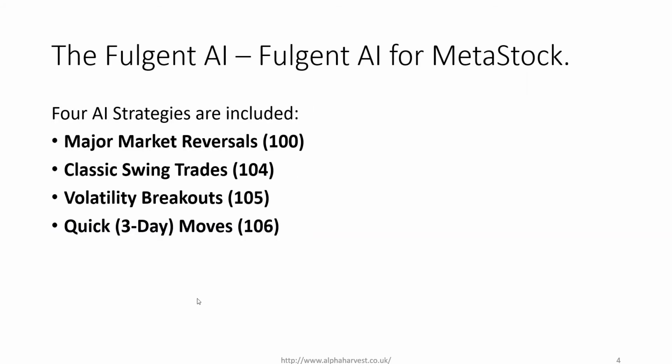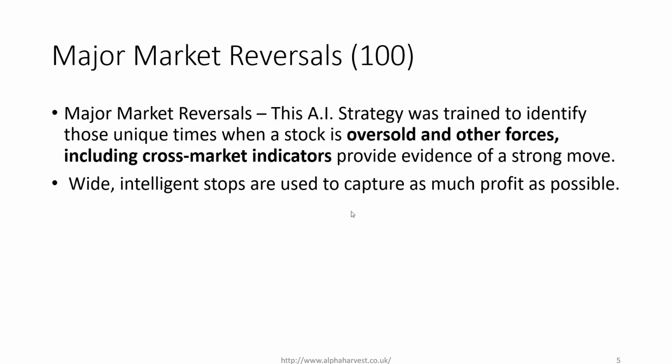There's four major strategies that we're going to look for as usual. These are all artificially generated strategies. We're going to look at major market reversals, code 100. Remember, these codes later on will become useful. Classic swing trades, volatility breakouts, and quick 3-day moves.